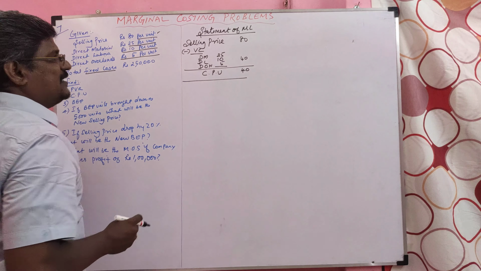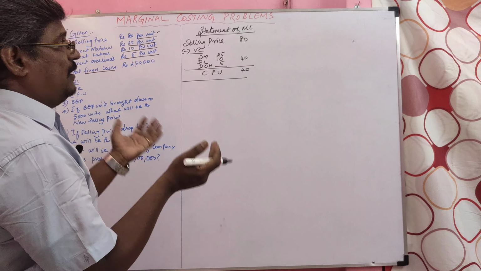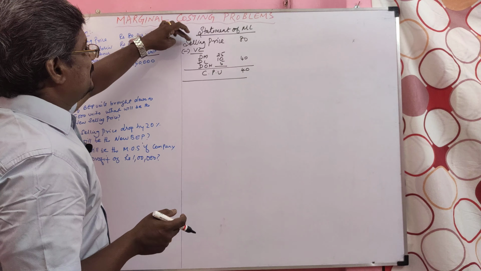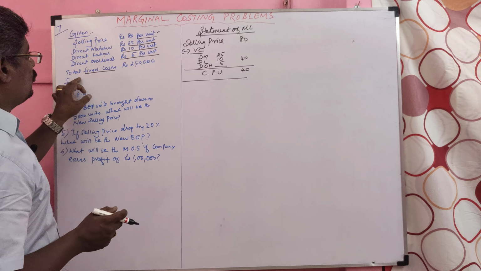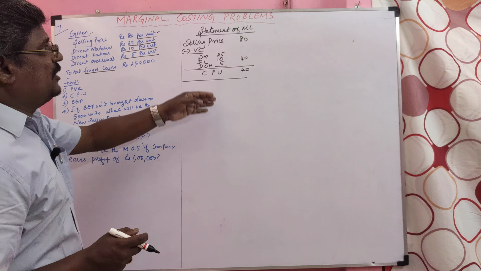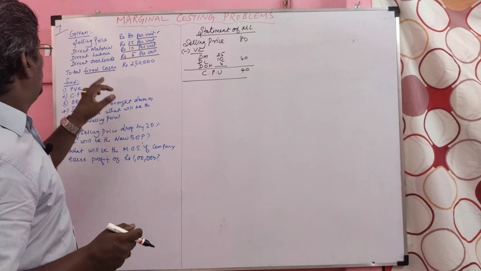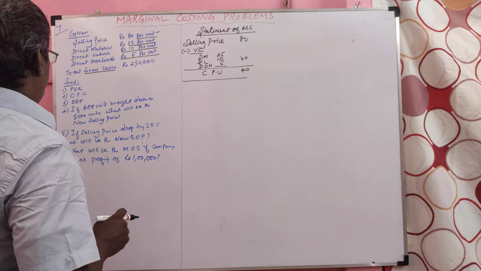Hereafter, we cannot deduct fixed cost because fixed cost is given for the total organization, but selling price and variable cost are given per unit. Listen carefully. Here total fixed cost given, so we cannot deduct. Selling price and variable cost are given in per unit value, fixed cost is given for the entire value.